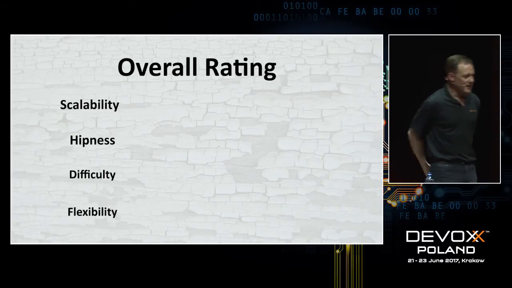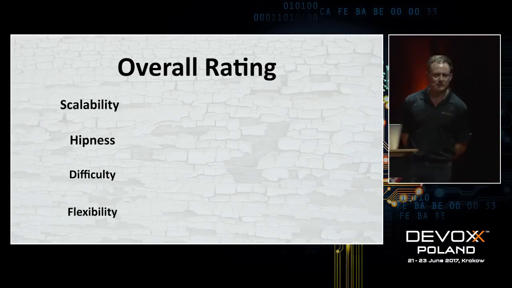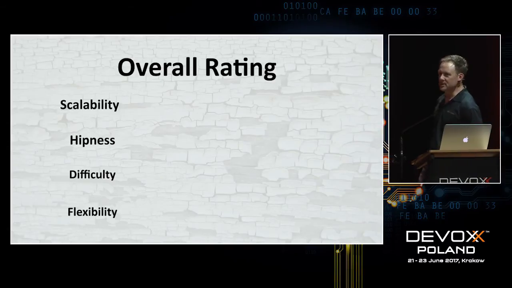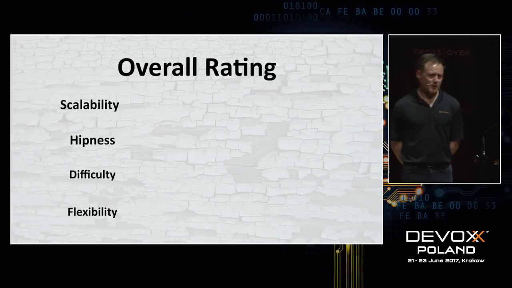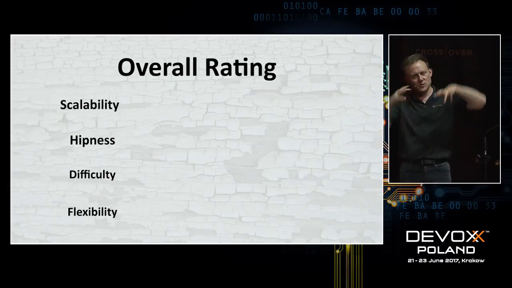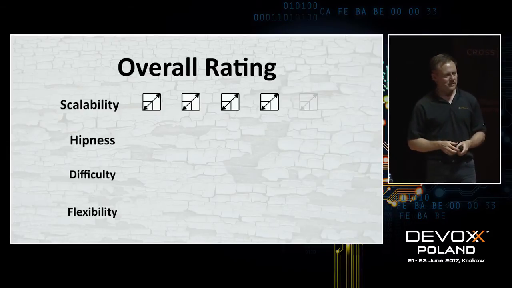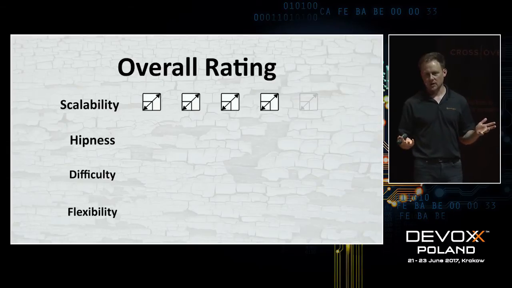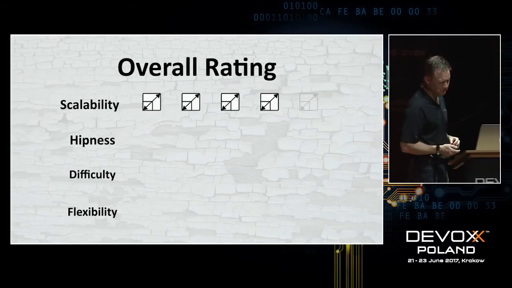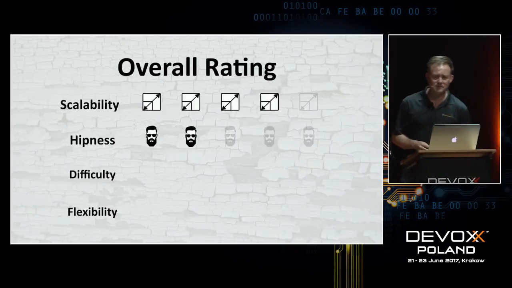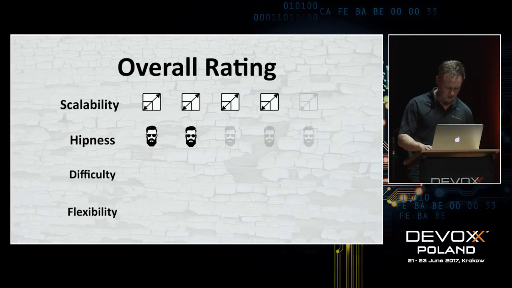Let's rate this. For each of these approaches, I'm rating them on scalability, difficulty, and flexibility. Now, I thought hipness is a little strange. I was originally thinking maybe maturity would be a good way to do that, but maturity and hipness I'm viewing as inverses of one another, and I picked hipness. I'm going to say modern 3-tier is a 4 out of 5 on scalability. As long as we're responsible with our middle tier, it's actually a pretty dang scalable framework. Hipness, we get 2 out of 5 beards. It's not especially cool, but it basically does work.